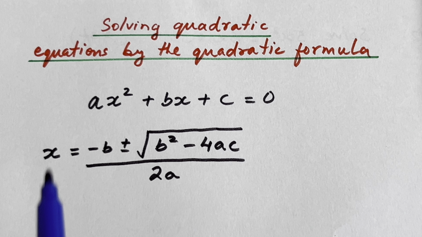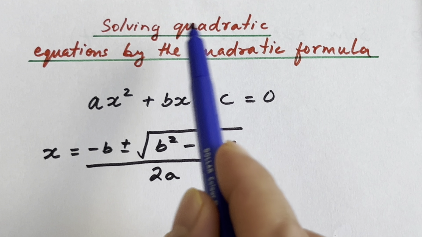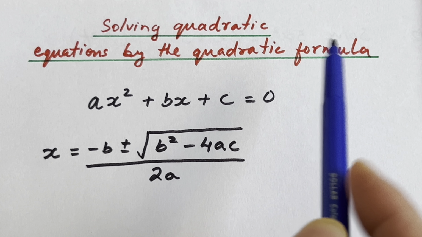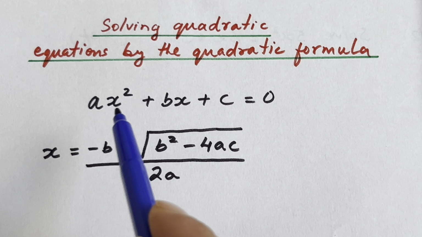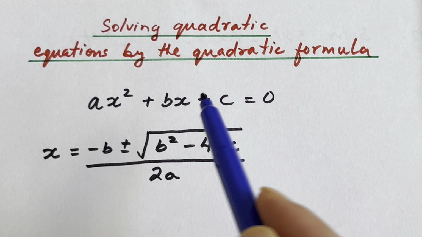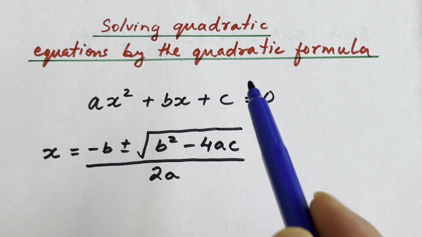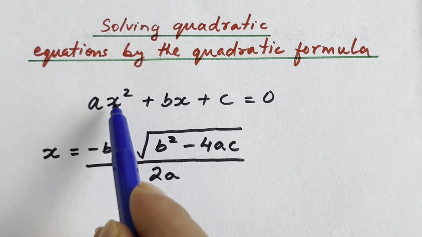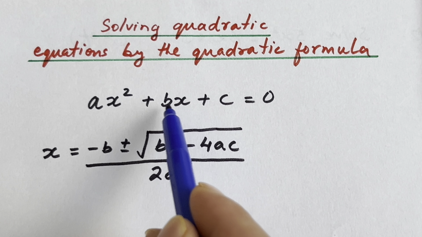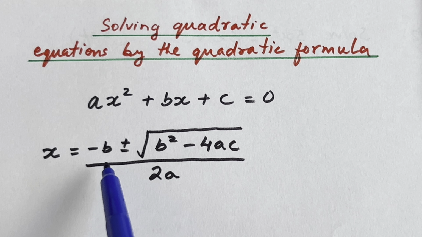In this video, you'll learn how to solve quadratic equations by the quadratic formula. Okay, now if you look at this, this is the general form of a quadratic equation: ax squared plus bx plus c equal to 0, where a is the coefficient of x squared, b is the coefficient of x, and c is the constant term. And here is the quadratic formula.